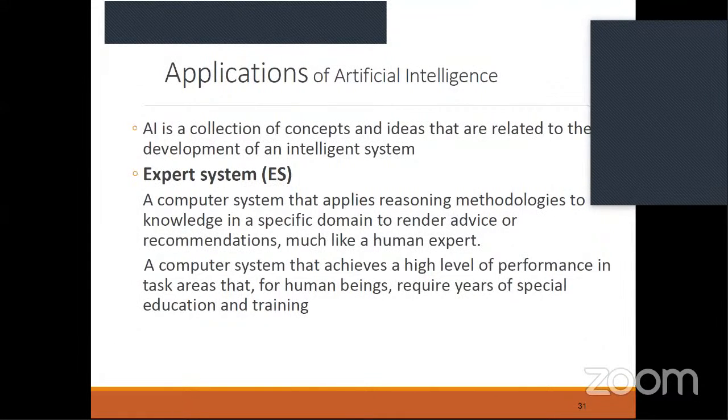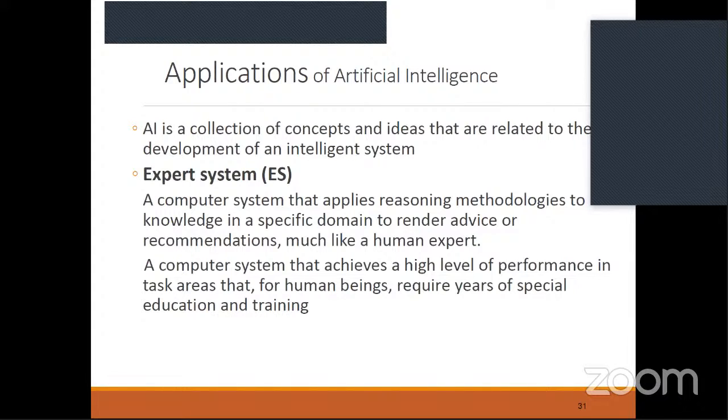Some of the applications of AI systems is an expert system. And as I earlier told you, an expert system is basically taking the knowledge from the expert and putting it in a knowledge base and then having an inference system to extract more knowledge. So AI is a collection of concepts and ideas that are related to the development of an intelligent system. One of the applications is the expert system, a computer system that applies reasoning methodologies to knowledge in a specific domain to render advice or recommendation, much like a human expert.